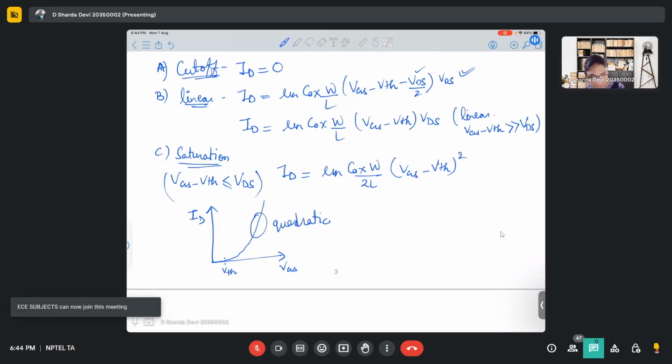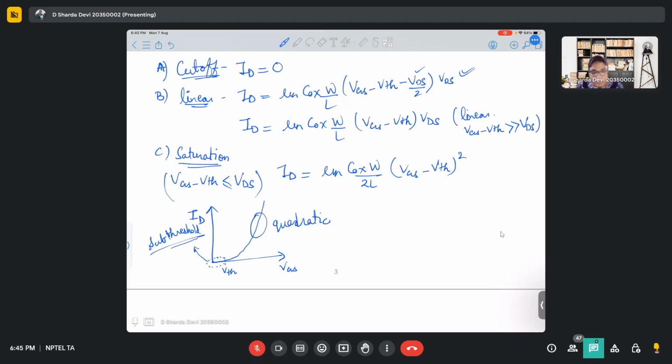Whereas, okay, what about this region? In this region, what is the current? Below threshold, we call it sub-threshold. Yes, this is I think approximately zero. This cutoff region, approximately 0. Okay. So any other takes on this? This region is known as the sub-threshold region, the region just before the threshold.